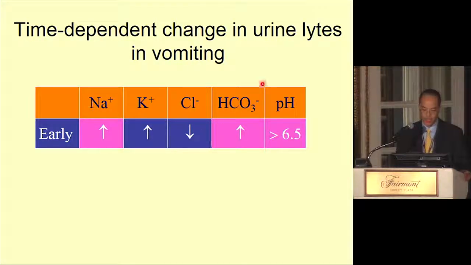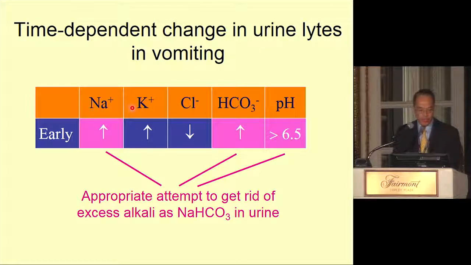Okay, this is not for you to memorize, that's why it's on the yellow slide, but something that I think is helpful to understand, which is the time-dependent change in urine lytes with vomiting. So it's an example of what happens to your urine lytes when you become alkalotic, and vomiting is one of the pure forms of alkalosis. What happens early on is that your urine sodium and bicarbonate go up. The kidney is trying to get rid of sodium bicarbonate, so your urine's very alkaline, to try and correct the alkalosis. Okay, that's early on.